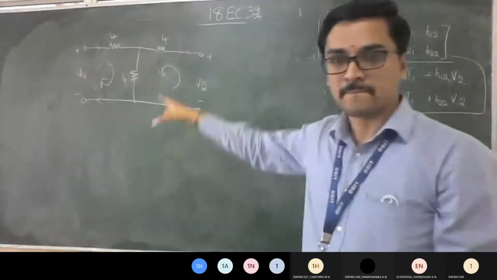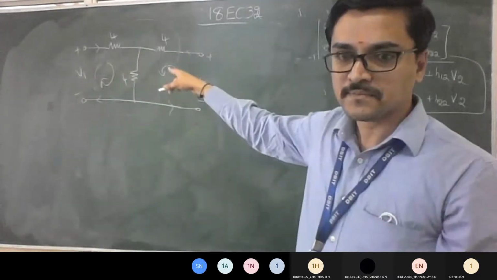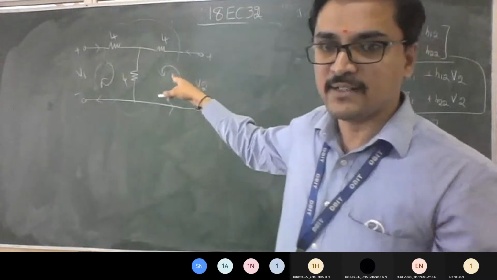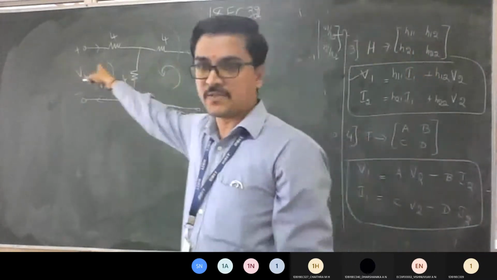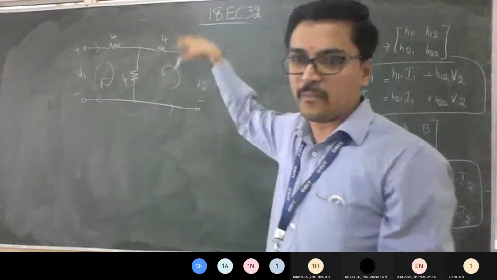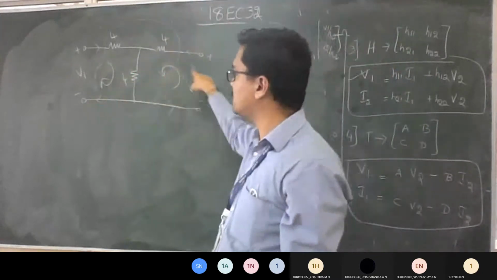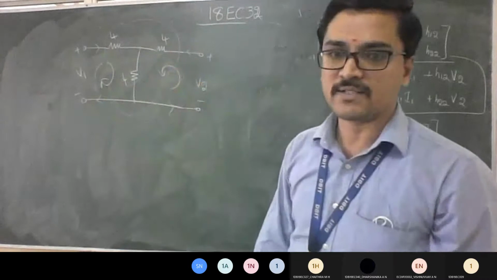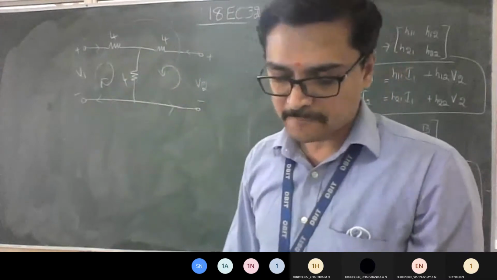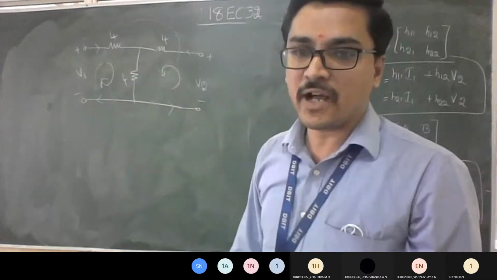Did you get what I said? Is it fine, everyone? Because one is in this way, one is in that way, you can't take both as clockwise like we did earlier. So if one is clockwise, the other should be anti-clockwise. Is it fine? The first point: how many currents do you have?